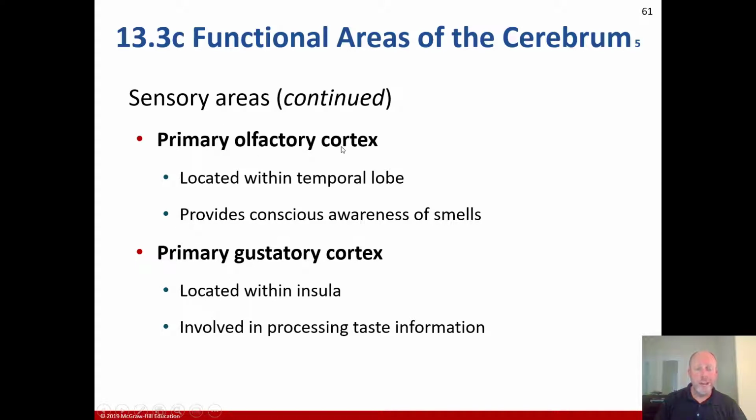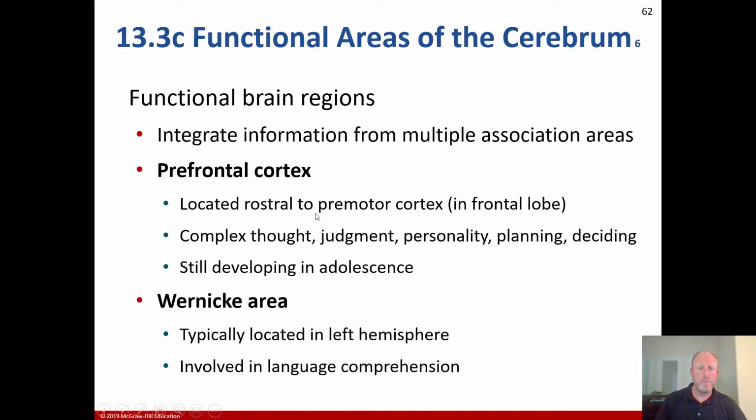Our primary olfactory cortex is located in the temporal lobe, provides conscious awareness of smells, and our primary gustatory cortex is located within the insula. It is involved in processing taste information.